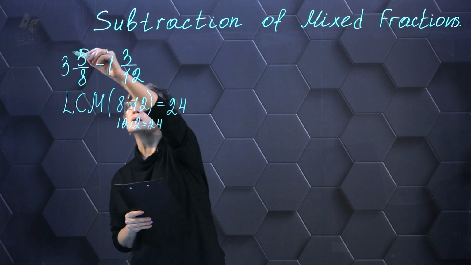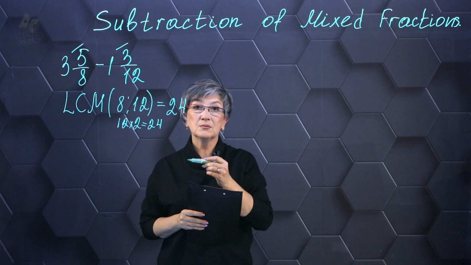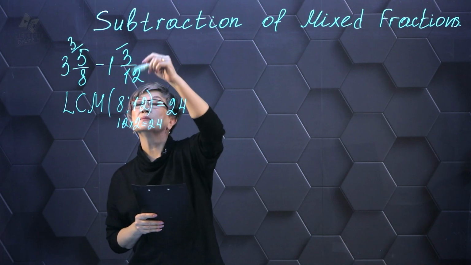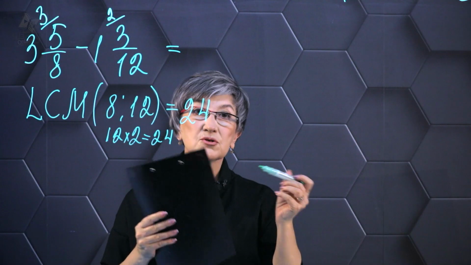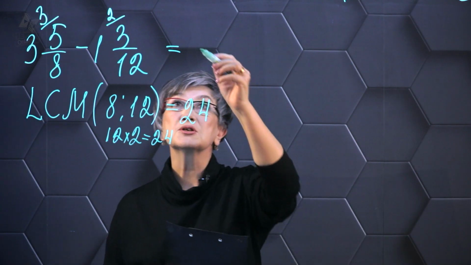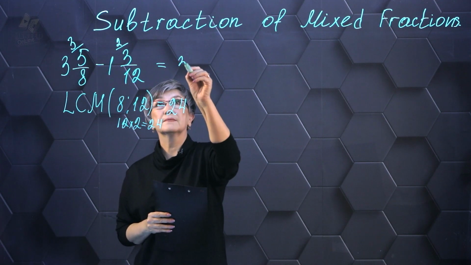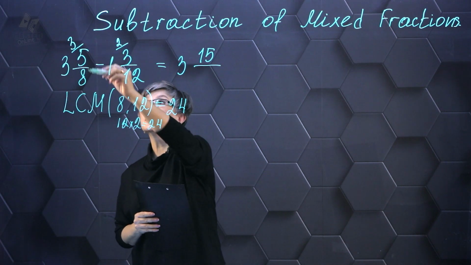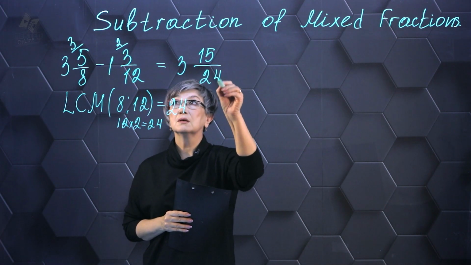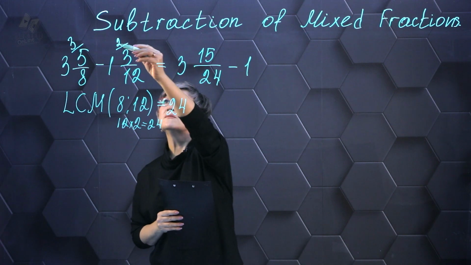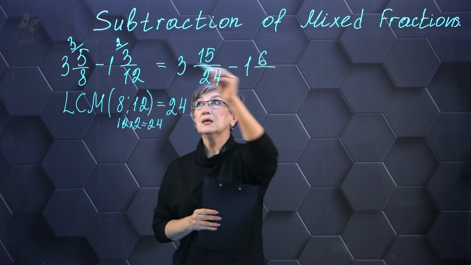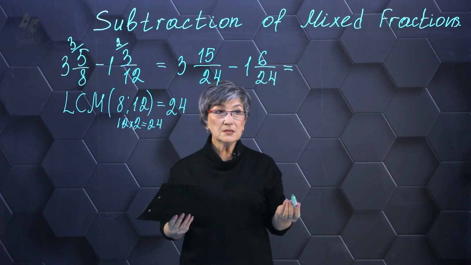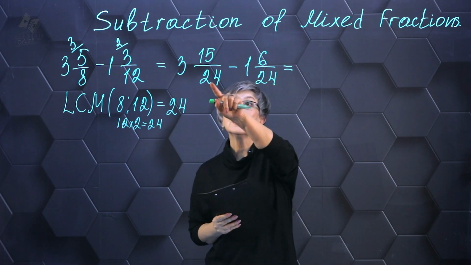Now, let's write down our additional multipliers. 24 divided by 8, that's 3. And 24 divided by 12, that's 2. This results in new mixed numbers. So 3 integers. I multiply 3 by 5, that's 15. And 3 times 8 is 24, minus one whole number. 2 times 3 would be 6. And 2 times 12 would also be 24.